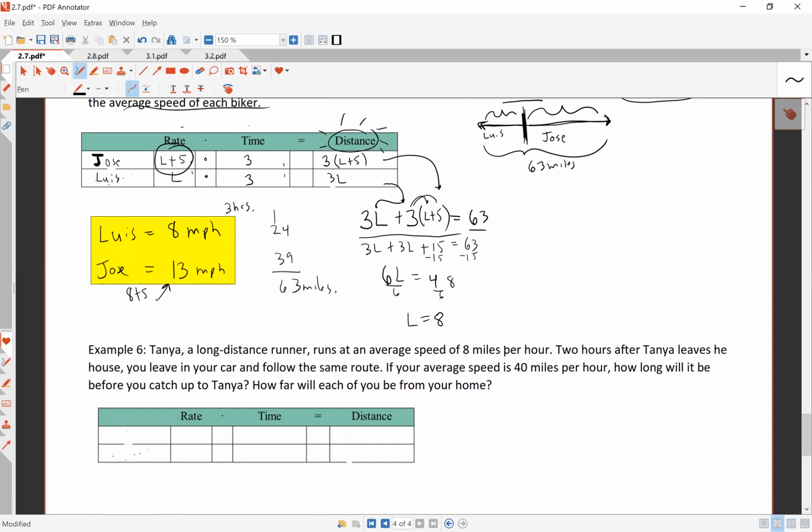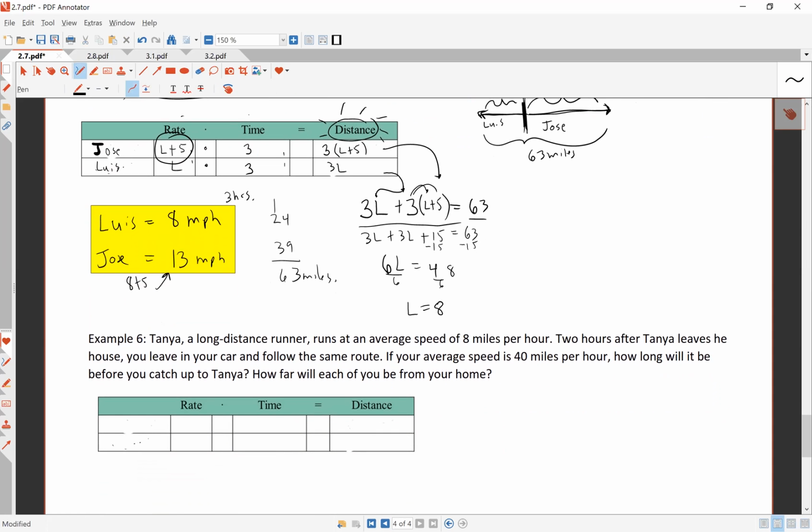The next one, number 6, says Tanya, a long distance runner, runs at an average speed of 8 miles per hour. Two hours after Tanya leaves the house, you leave in your car and follow the same route. If your average speed is 40 miles per hour faster than Tanya's, how long will it be before you catch up to Tanya? Tanya and you.